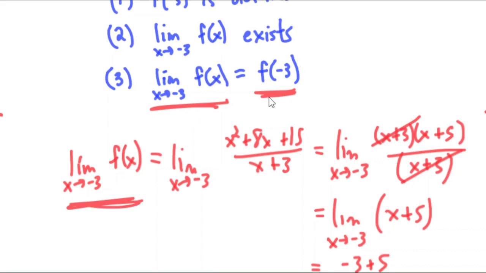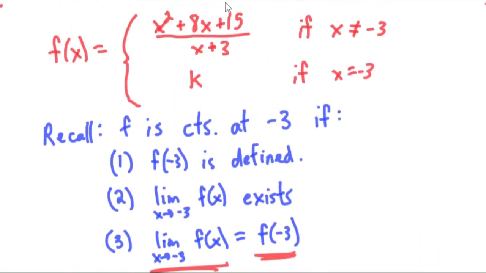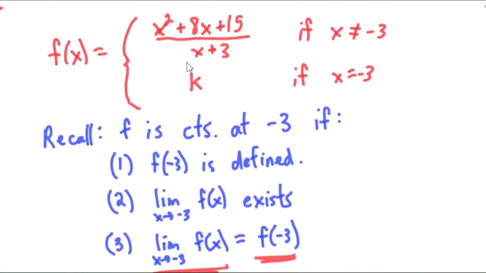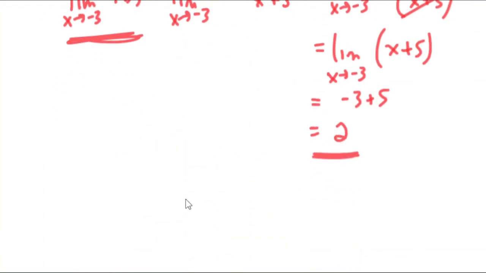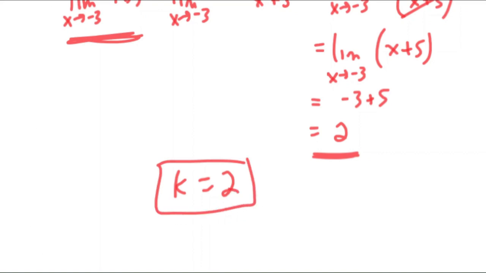So we want f of negative 3 to be 2. Well, what is f of negative 3? F of negative 3 is k. So the point is we want k to be 2. If k is 2, this function is going to be continuous.